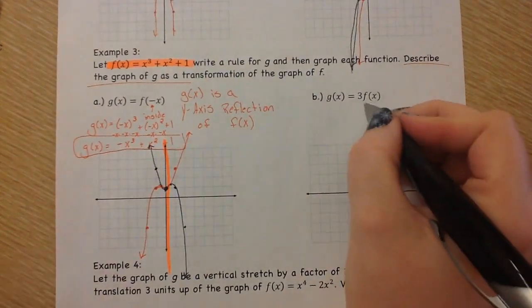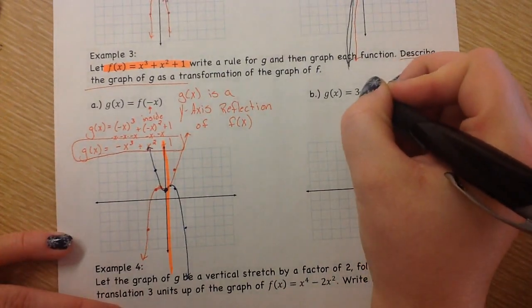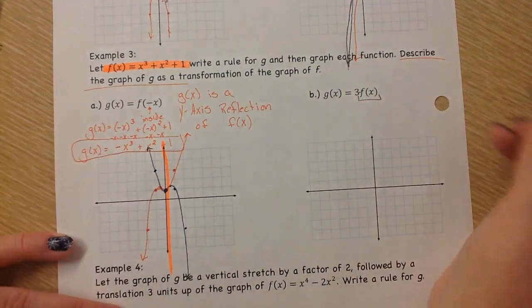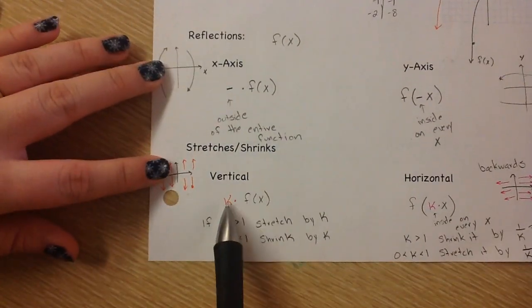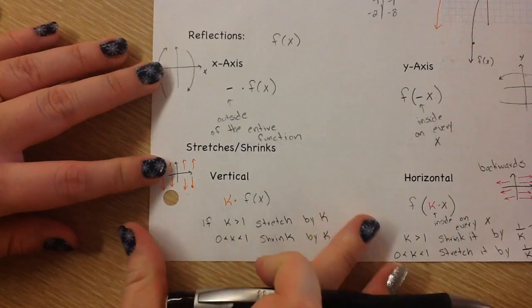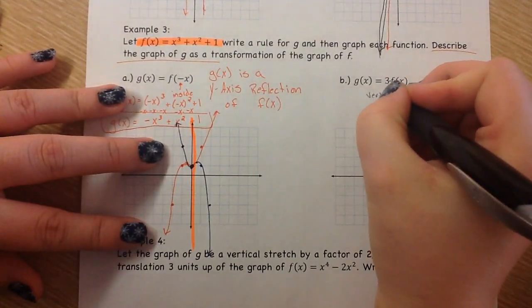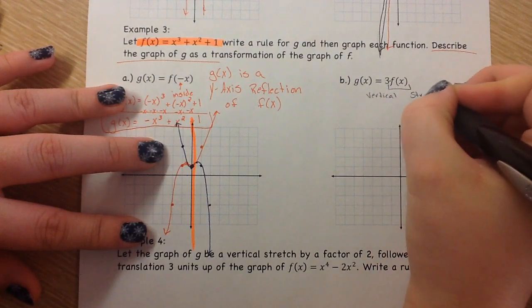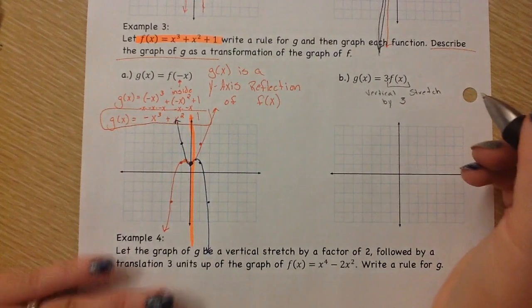Okay, g of x equals 3 times f of x. So I want 3 times my f of x. Well, since I'm multiplying a 3 out front, that would be a vertical. It's that k out front here. So it'd be a vertical. Since it's bigger than 1, it'd be a stretch. So this would be a vertical stretch by 3. Since it's vertical, we don't need to worry about flipping it.